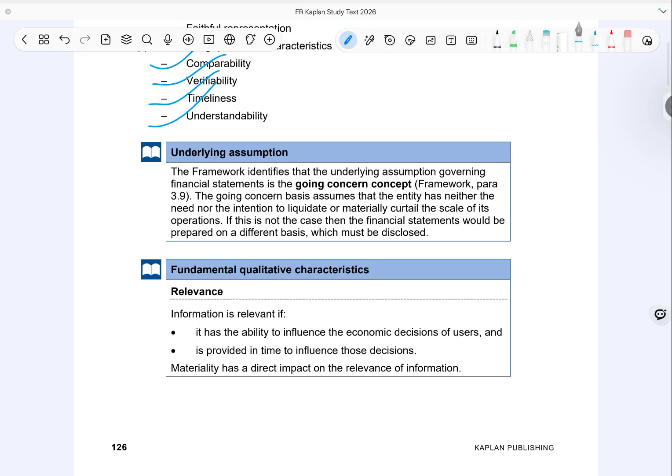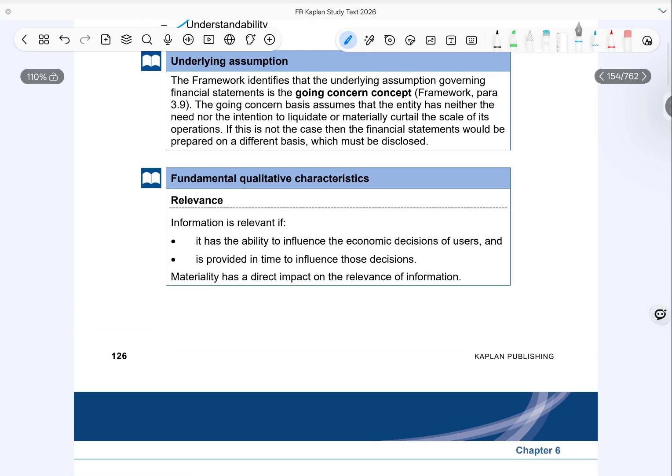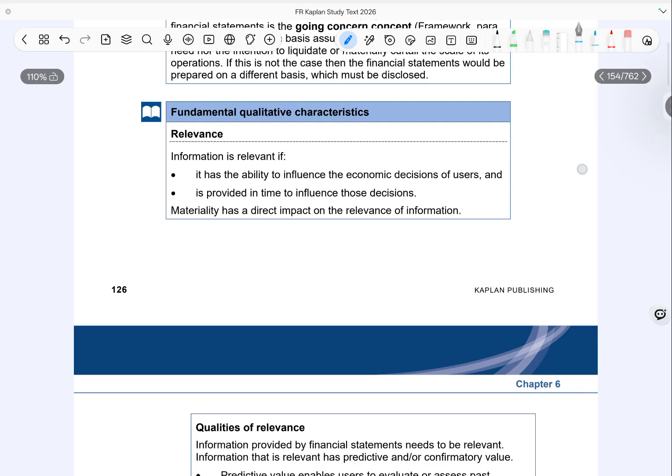Now let's look at the fundamental qualitative characteristics. Let's start with the first fundamental characteristic, which is relevance. Information is relevant if it can influence the decisions of users. For example, suppose you are deciding whether to invest in a company. Knowing that the company made a 100 crore rupee loss this year would definitely affect your decision. That information is relevant because it helps you make a better decision. One more important point. Relevant information must also be provided on time. Imagine receiving last year's financial statements after you've already invested. Even if the information is accurate, it's too late to influence your decision.